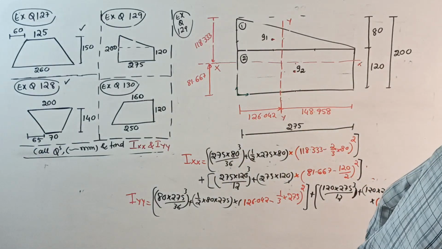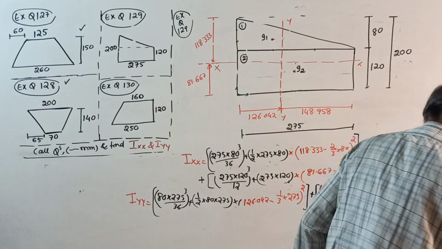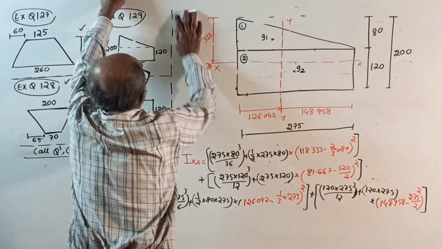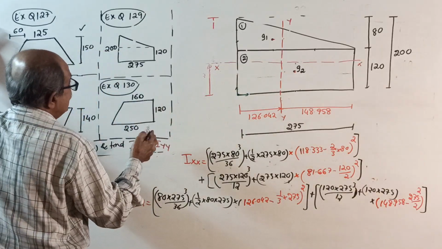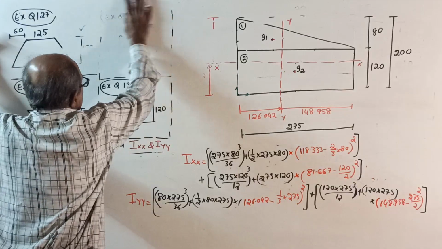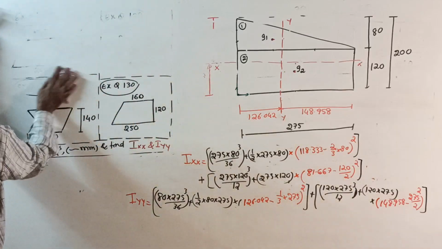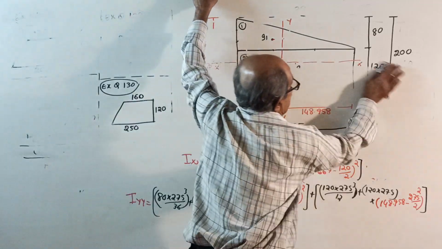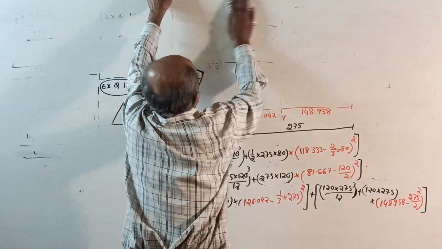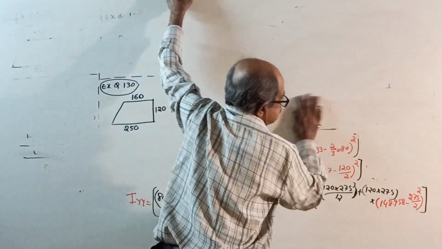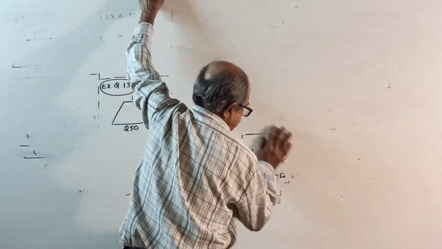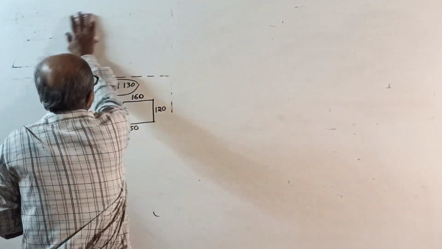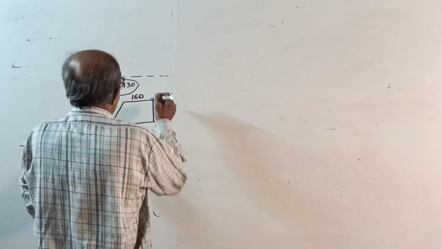Okay. Now I'll go for the last question, question number 130. This I'll remove. I can remove everything now because nothing is required. Okay, I'll remove all, because I used the full board. Only 130 I will maintain. Okay. Question number 130 solution.